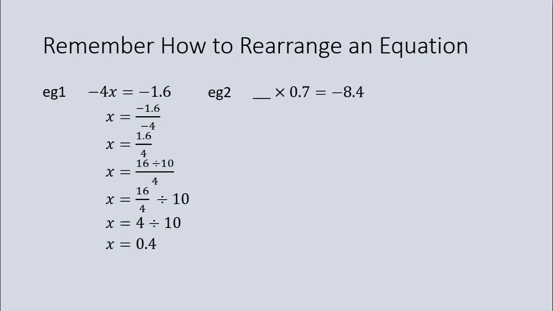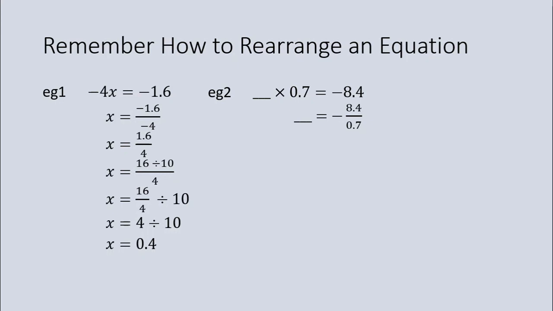We could also have questions where we need to fill in the blank. Something multiplied by 0.7 is equal to -8.4. We'll treat that something like it were an x. Like this is algebra. We want to get that blank on its own. So the opposite of multiply by 0.7 is divide by 0.7. And a negative divided by a positive is going to give us a negative answer. So we're just trying to work out what 8.4 divided by 0.7 is, and we'll make that answer negative.